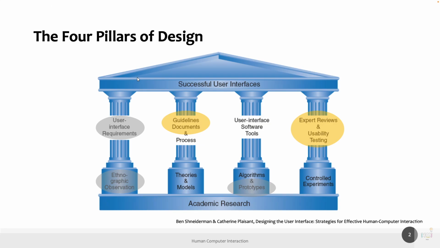So you should have already seen this figure. These are the 4 pillars for designing a good user interface. We basically started with need finding, then we started prototyping something according to some guidelines and theories. And today we start the last pillar, that is the one about evaluation.